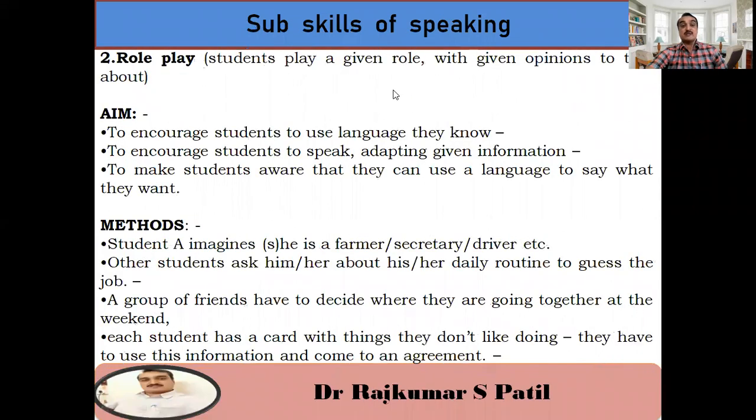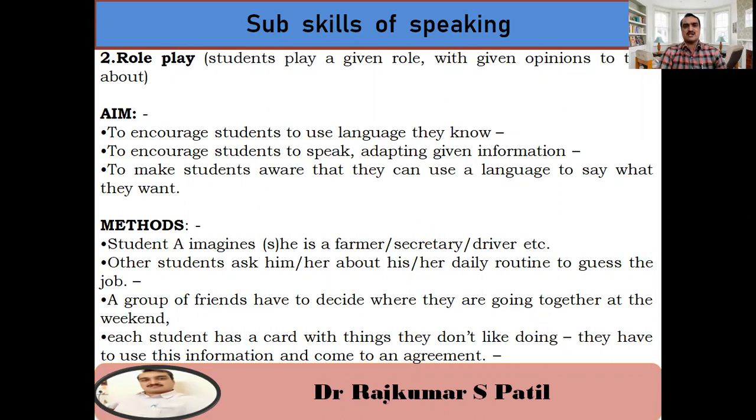Next is the second important sub skill of speaking, which is playing a role play or dramatization, what we can call in a simple form. In this particular sub skill, students play a given role with given opinions to talk about. So the script is already there. According to that, the students need to play the different roles. So what is the aim of this particular skill, if you ask? To encourage students to use the language they know.